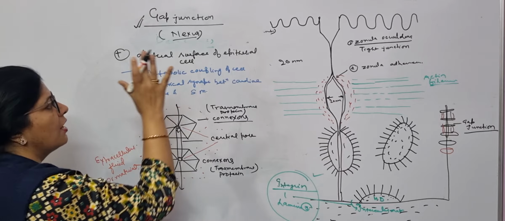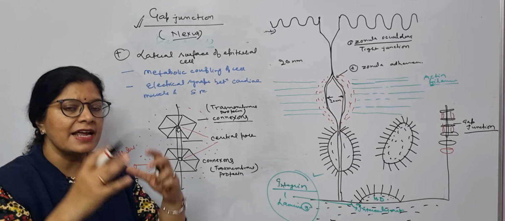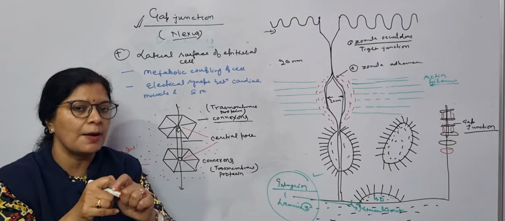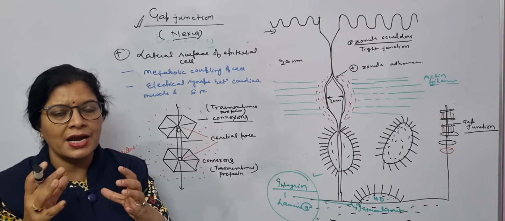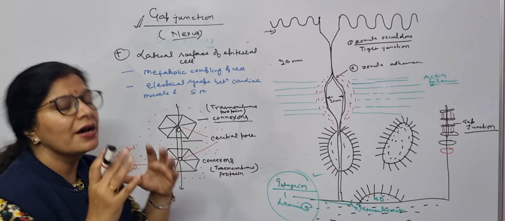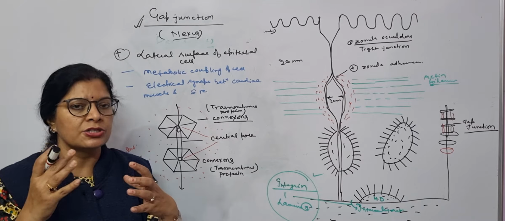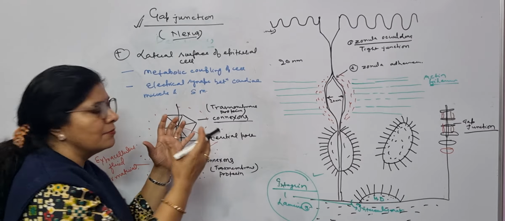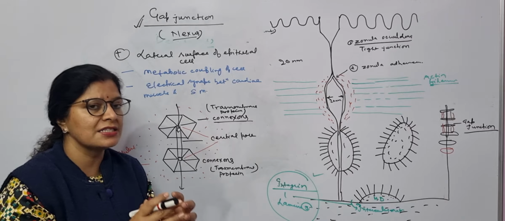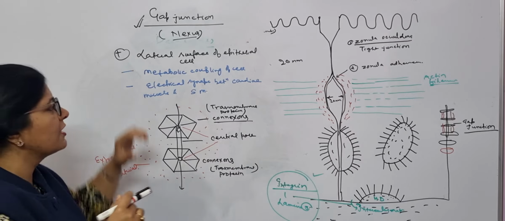So this also acts as a metabolic coupling of cells. This creates a couple between the two cells. What do you mean by couple? Like one boy and girl, they married together, or not married together, but they have similar thoughts and goals. So like here also, they form the two cells together as a unit for a similar function. So that is known as metabolic coupling. They create the metabolic coupling of the cells.